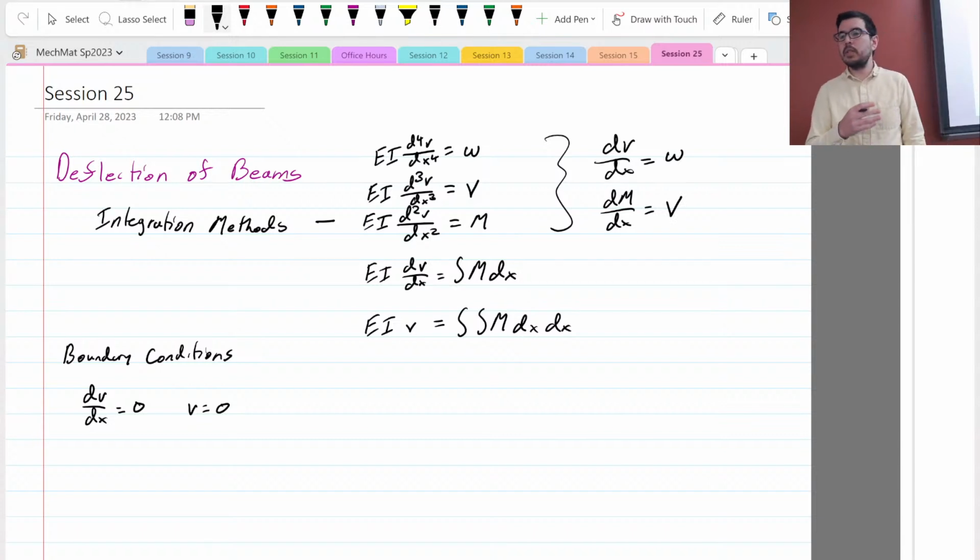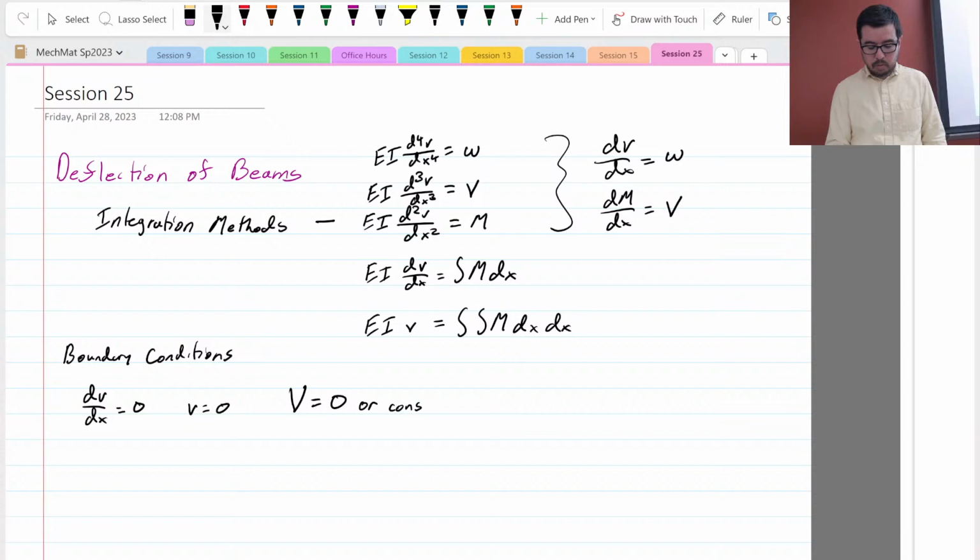If it's a problem where there's just a distributed load across it, maybe you want to go 4 derivatives deep, or 4 integrals. It's up to you. But in those cases, if you start with a distributed force, then you will be looking at situations where big V is maybe equal to 0 or something else, or constant, and big M is equal to 0 or constant. Okay. So those are some things to keep in mind.